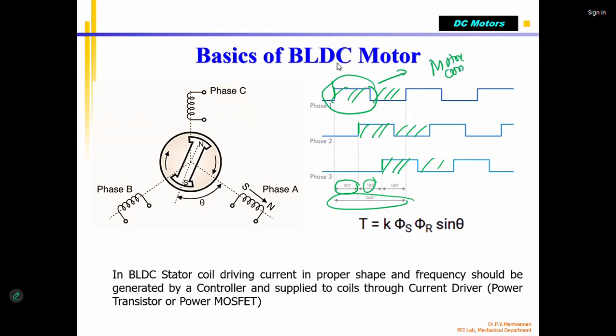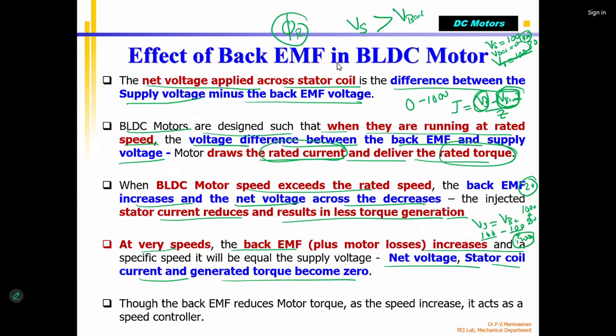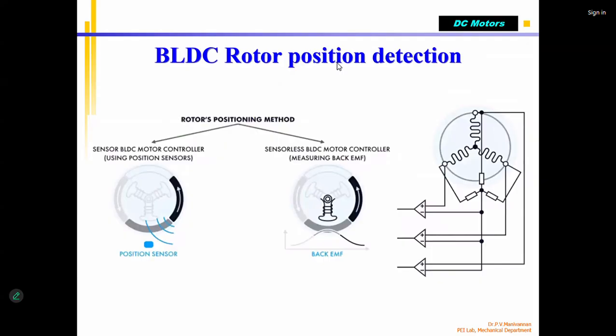The motor controller, you may use a microprocessor or an electronic circuit, has to generate exactly like this, based on the position of the rotor. So how does the controller know the position of the rotor? That is done using sensors. There are two types of sensing rotor position. One is using a position sensor. I told you, the Hall effect sensor. Hall effect sensors will be physically put at 3 locations.